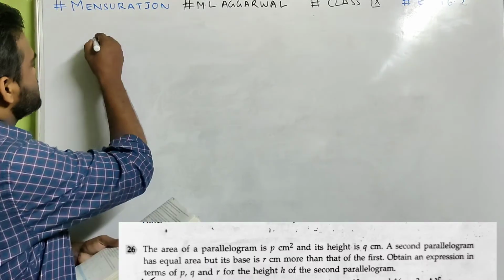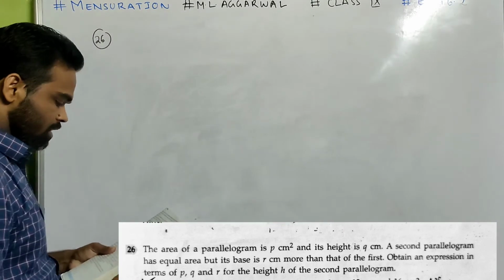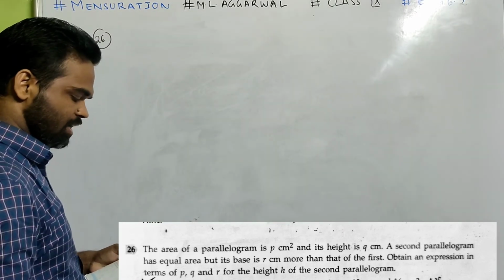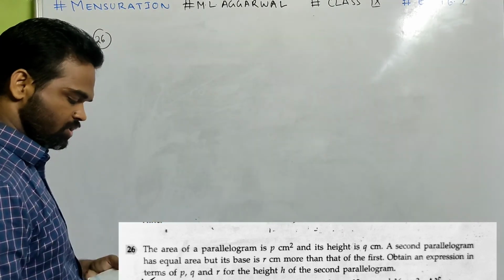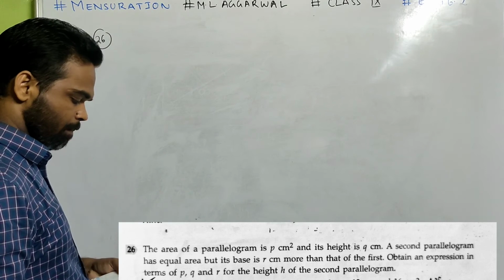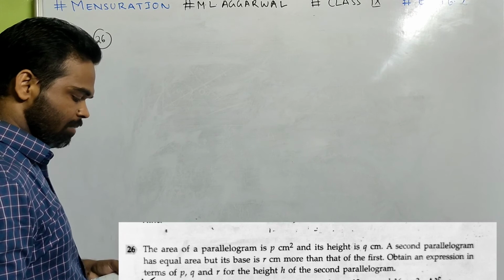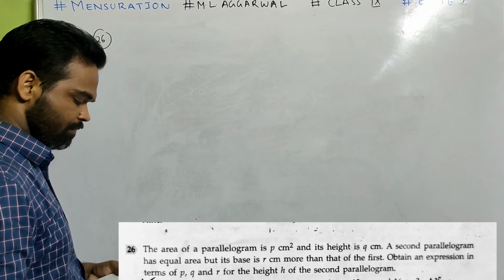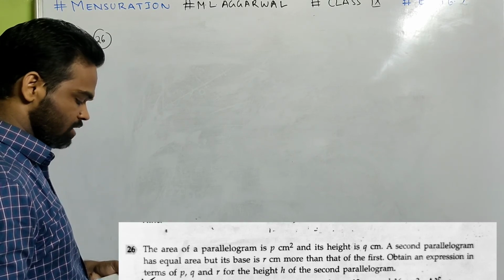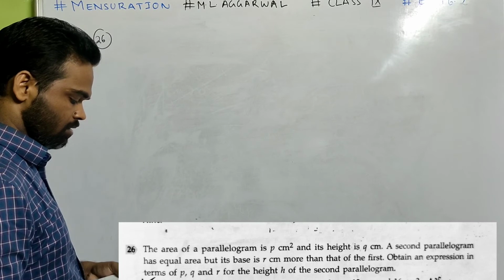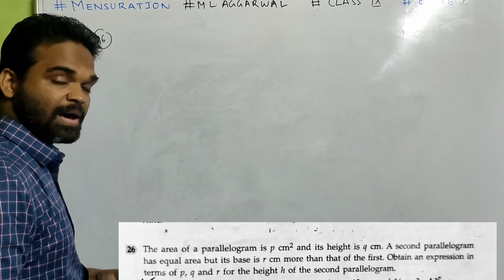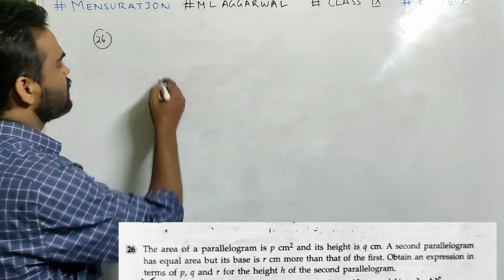Now look at 26. The area of a parallelogram is P centimeter square and its height is Q centimeter. A second parallelogram has equal area but its base is R centimeter more than the first. Obtain an expression in terms of P, Q and R for the height of the second parallelogram. Very interesting, Sam. Look over here.